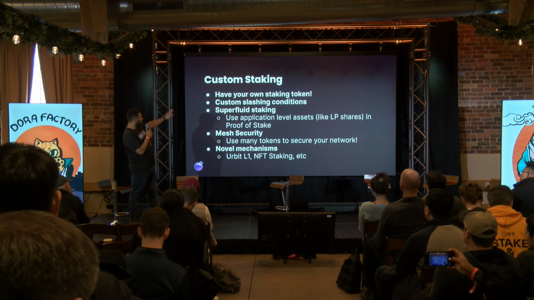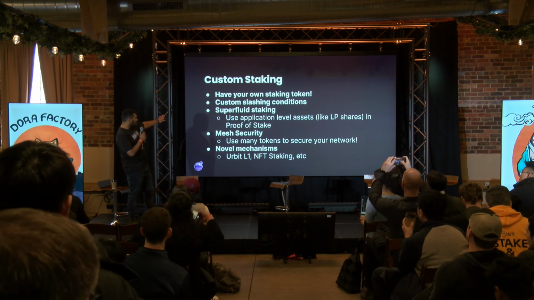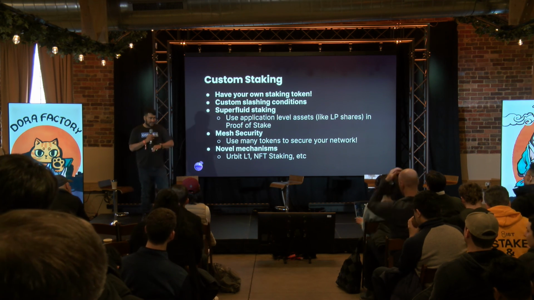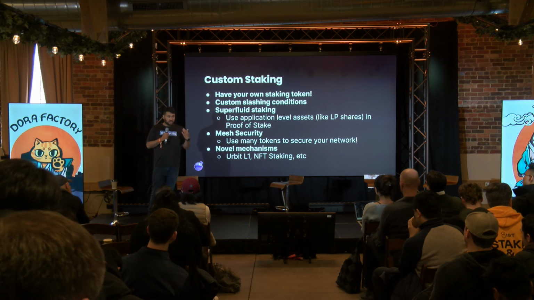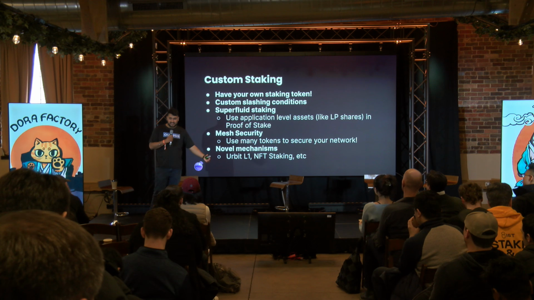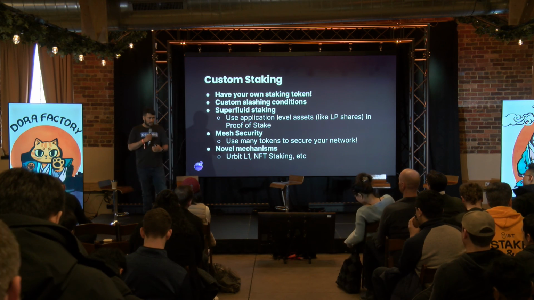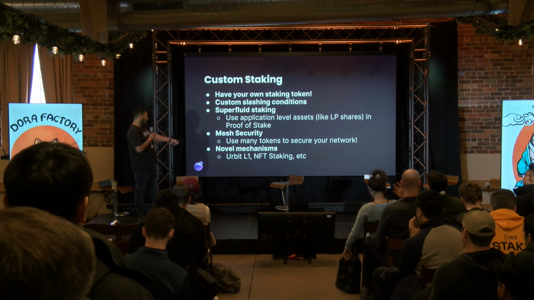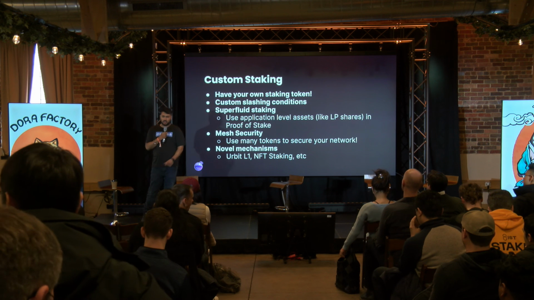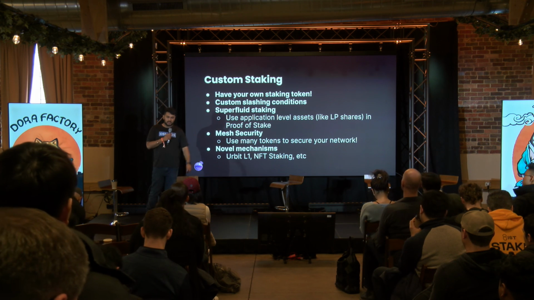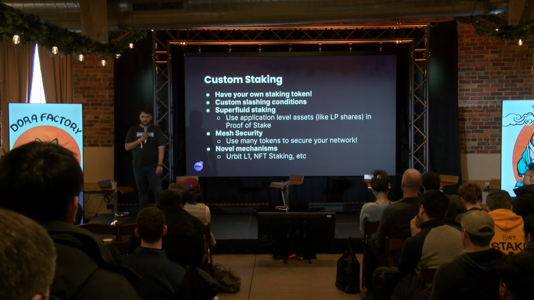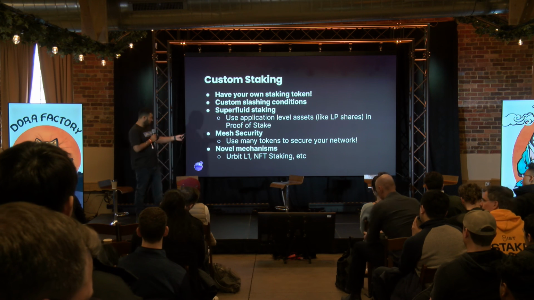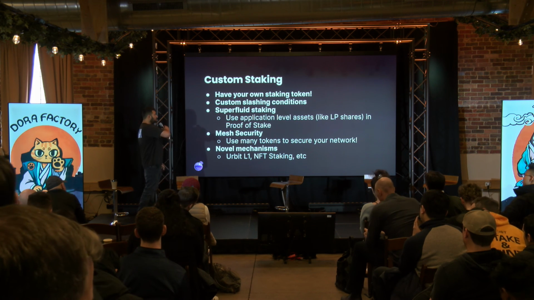Finally, I'm way over time, so custom staking. You can have your own staking token, but you can also do really cool stuff like superfluid staking, this idea that you can use DeFi assets in the staking system, right? So in Osmosis, you can use LP shares in the staking system. And now this is being taken to its extreme by projects like Appchain and Initia and stuff like that. I think that's a really cool thing you can do. And then you can have novel mechanisms as well. I gave a talk at the Urbit conference a couple months ago about how they can incorporate NFTs into their staking system. So I think there's a lot of cool novel staking systems you can do as well.